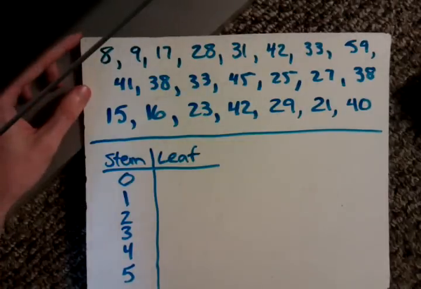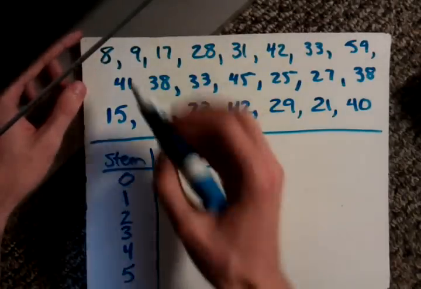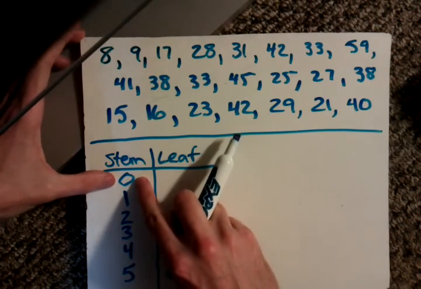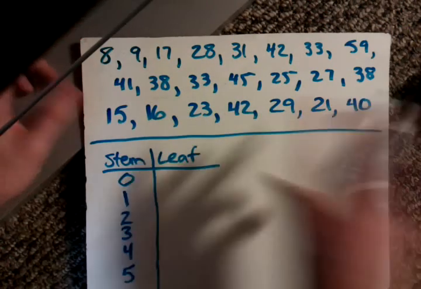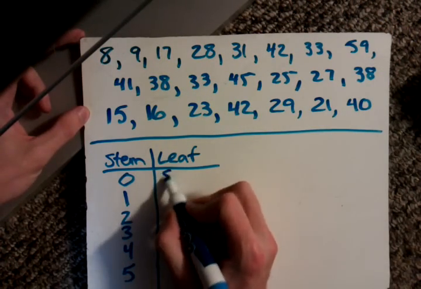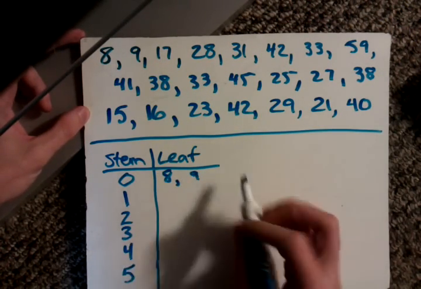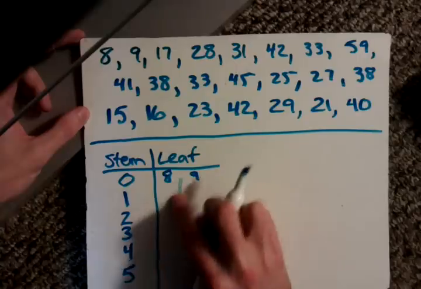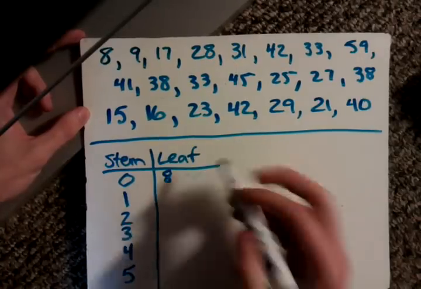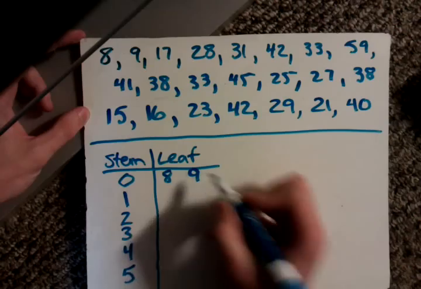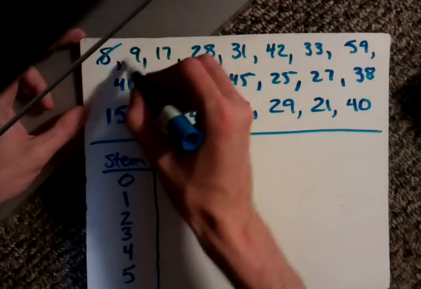And then we're going to go through and find the leaves that match. So things that are single digit that have a 0 in the tens column, we have an 8, a 9, and that's all I see. So our leaves for that column will be 8 and 9. I don't think we actually need the comma, so I'm going to rewrite it. So 8 and 9. So those two are gone.